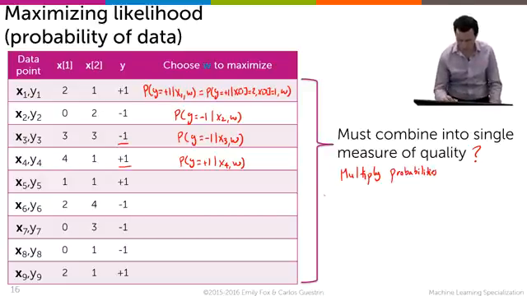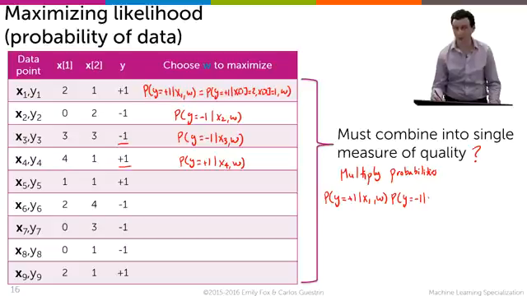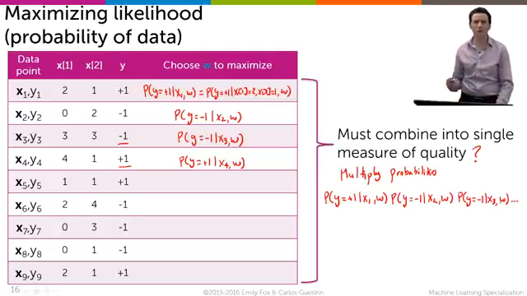So in other words, it's the product of the probability that y is equal to +1 given x1 and W, that's from the first line, times the probability that y is equal to -1 from the second line, given x2 and W. And the third line is also negative, so times the probability that y is equal to -1 given x3 and W, and so on. So you just multiply them all together.